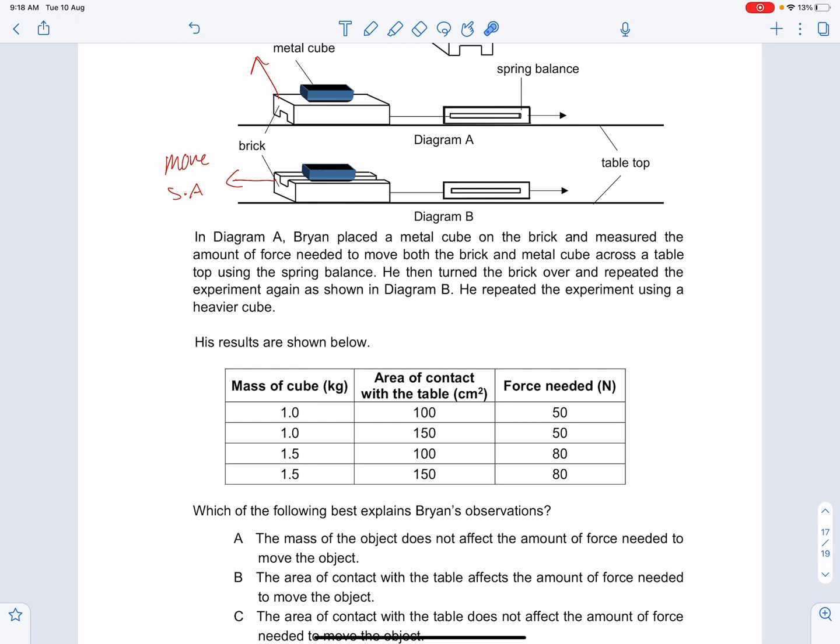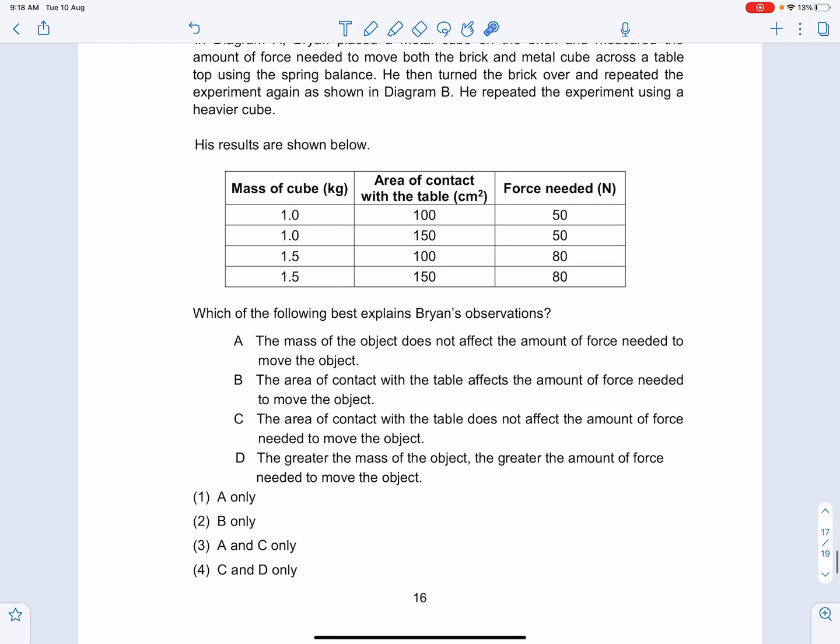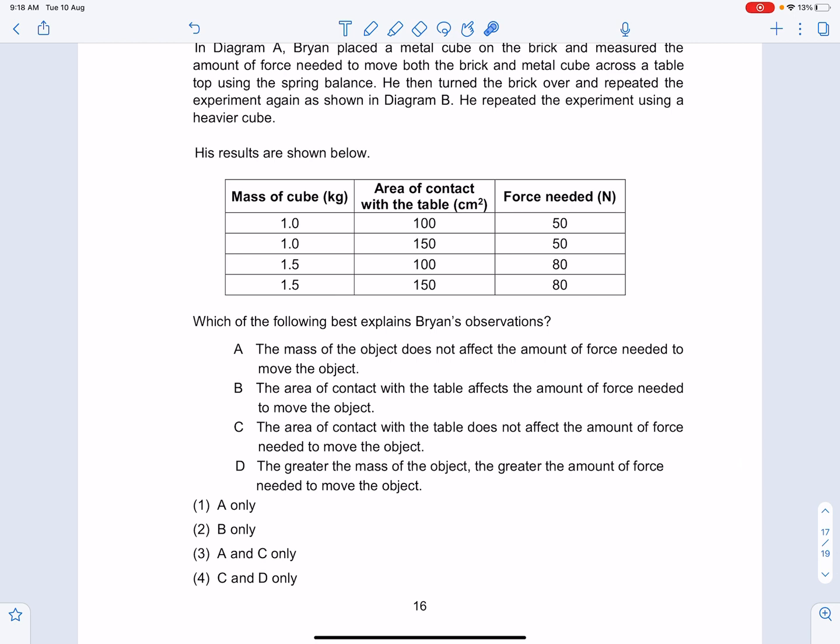In this question, the area of contact with the table does not affect the amount of force needed. Because when you take a look at it, the mass is the same, and the area of contact is different, the force needed is still the same at 50. This is also similar for the 1.5 kg cube. So C is correct.